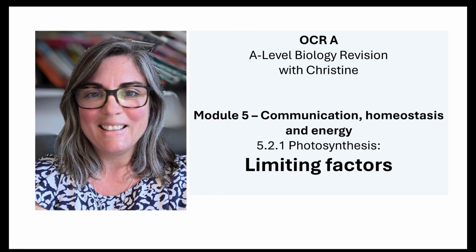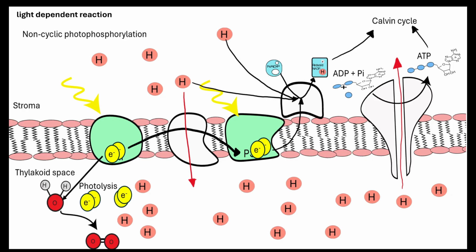So today's lesson I want to look at limiting factors, and that's part of your photosynthesis module. So let's just remind ourselves about the light dependent reaction. The light dependent reaction is where photons of light are absorbed by our photosynthetic pigments. Electrons become excited, they jump up their energy level, and they are able to move through the electron transport chain. That is going to pump hydrogens into the thylakoid space, and that's also going to result in reduced NADP being produced for the Calvin cycle.